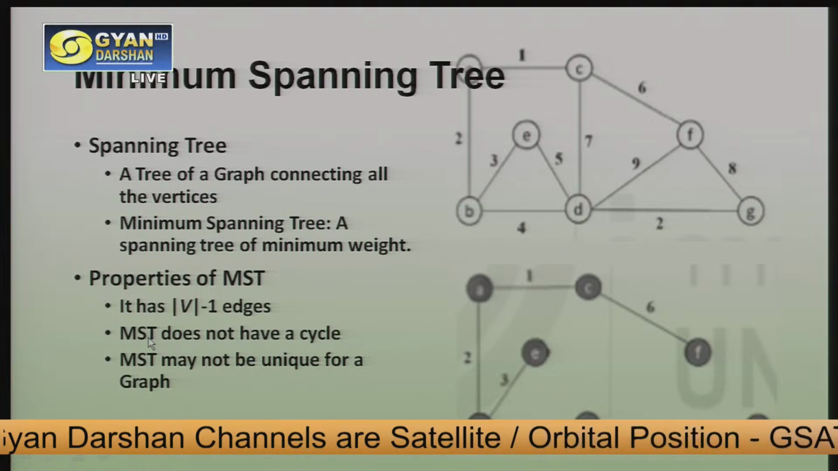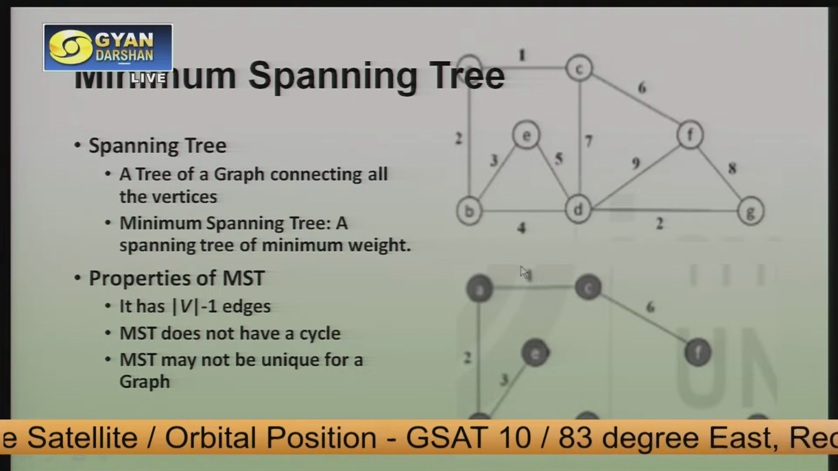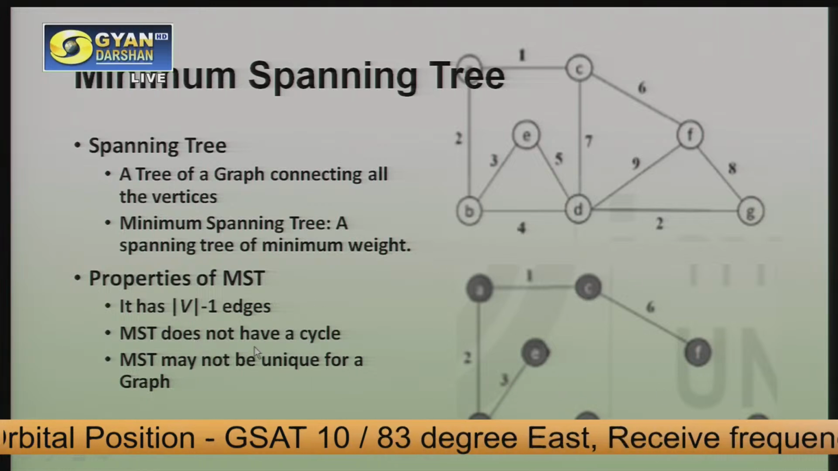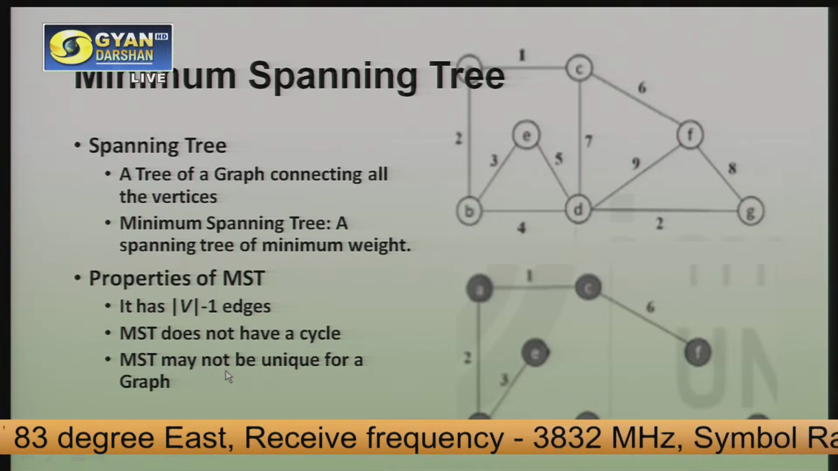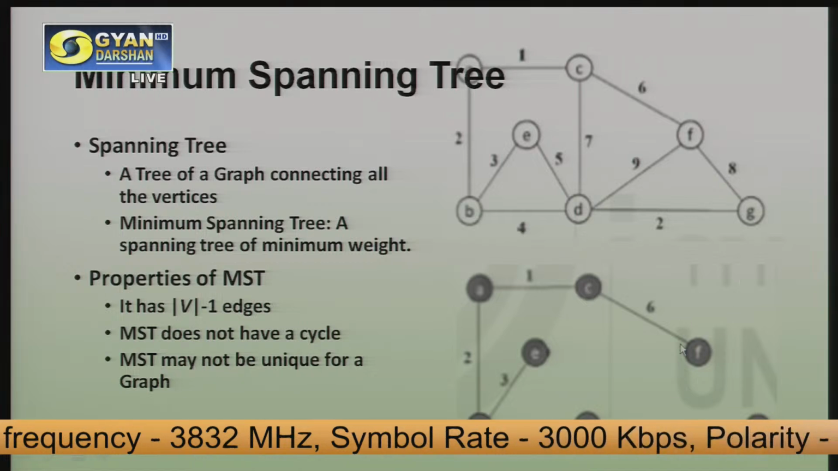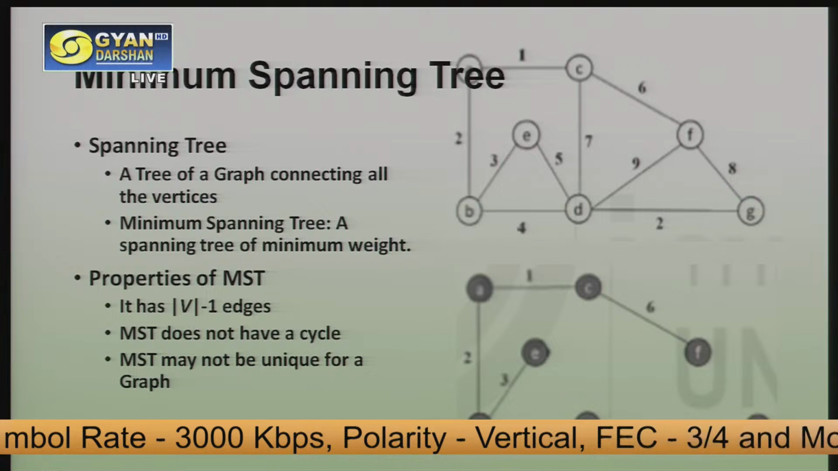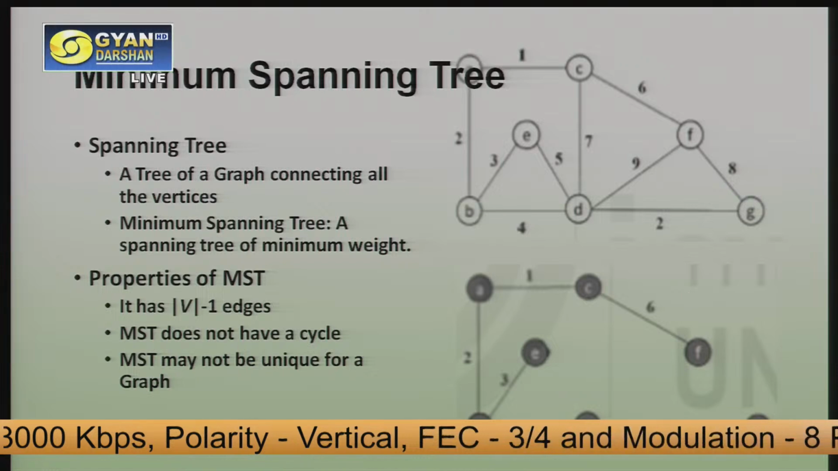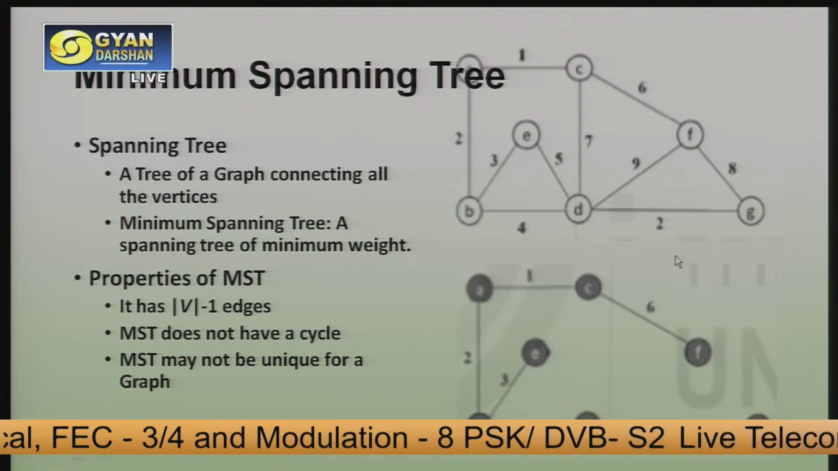Excuse me. Second, MST does not have a cycle. There won't be any cycle in the MST. Next, MST may not be unique for a graph. It may not be unique, but then the cost is definitely going to be the minimal as far as MST is concerned. So how do we make this particular MST?